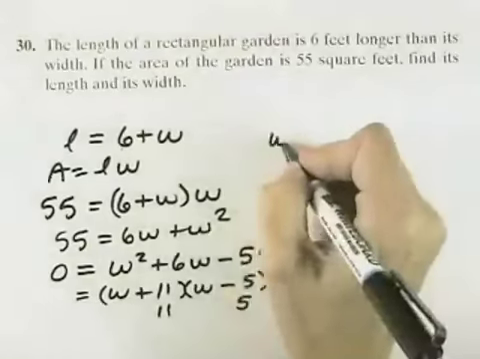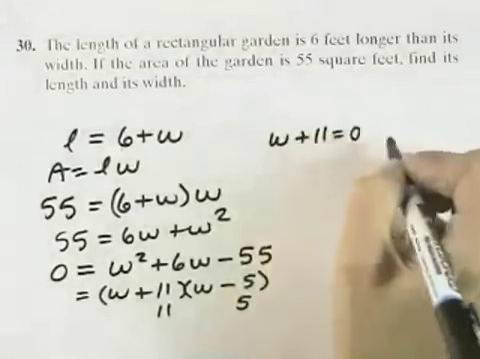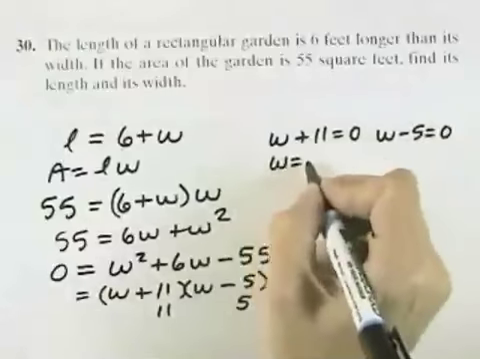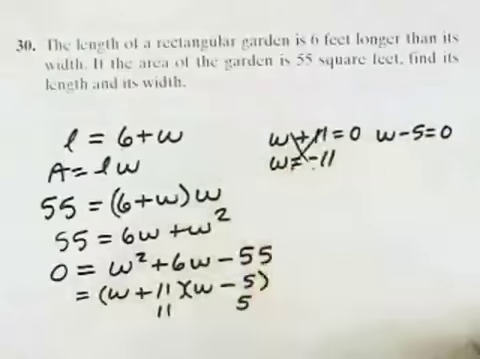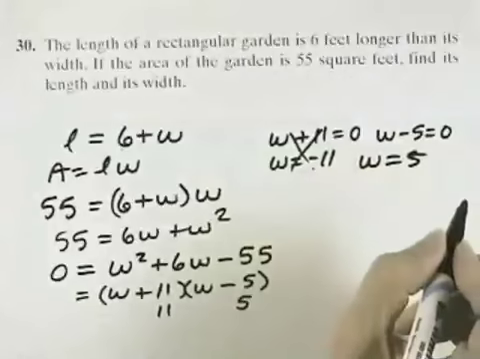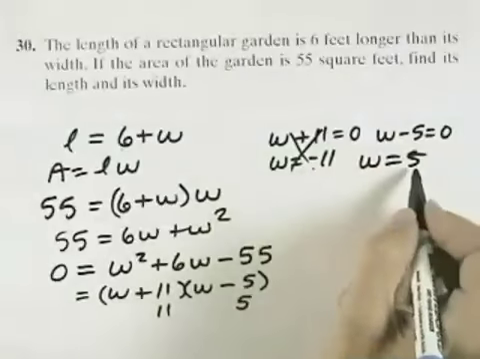Well, that means that either w plus 11 equals 0 or w minus 5 equals 0. If I subtract 11, I'd get a width of negative 11. I know I can't have a negative width. So if I add 5, I get a width of a positive 5. So I know that must be the choice, that the width equals 5.